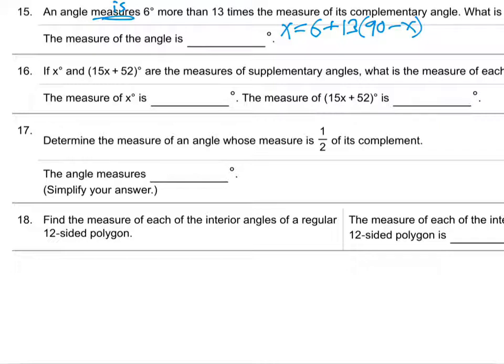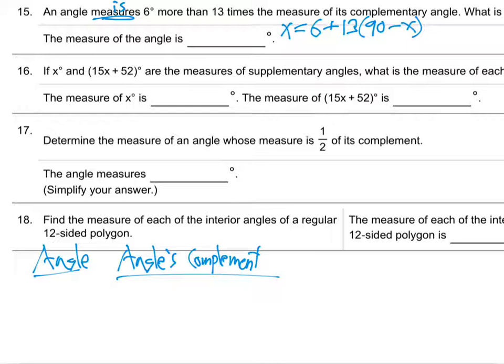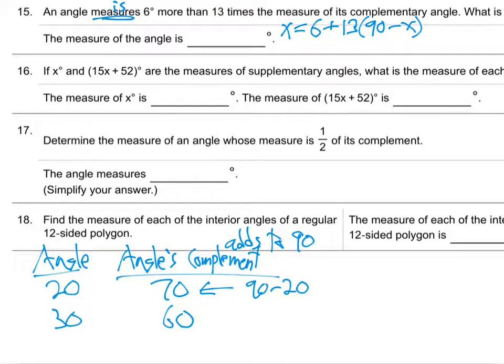Remember, when they say an angle and the angle's complement, how's that work? Well, complement means adds to 90, right? Like supplement means add to 180, complement means adds to 90. So if this was like 20, then this would be 70, right? Or if this was 30, this would be 60. So how do you get that 70? You take 90 minus 20. So if this is x, this is 90 minus x, isn't it? So that's why it's 90 minus x.